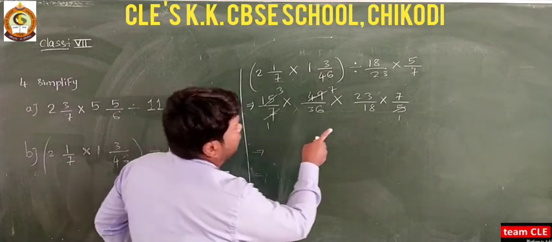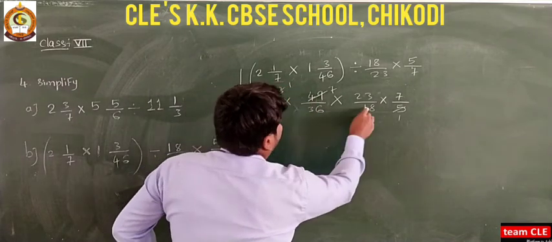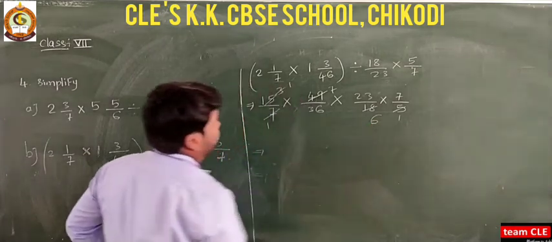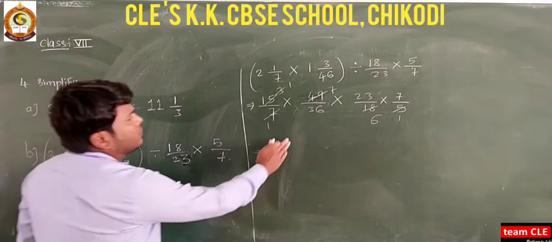So again, what we can do in this one, the question. So again, this is 3 ones are 3, 3 sixes are 18. So please see this once again.